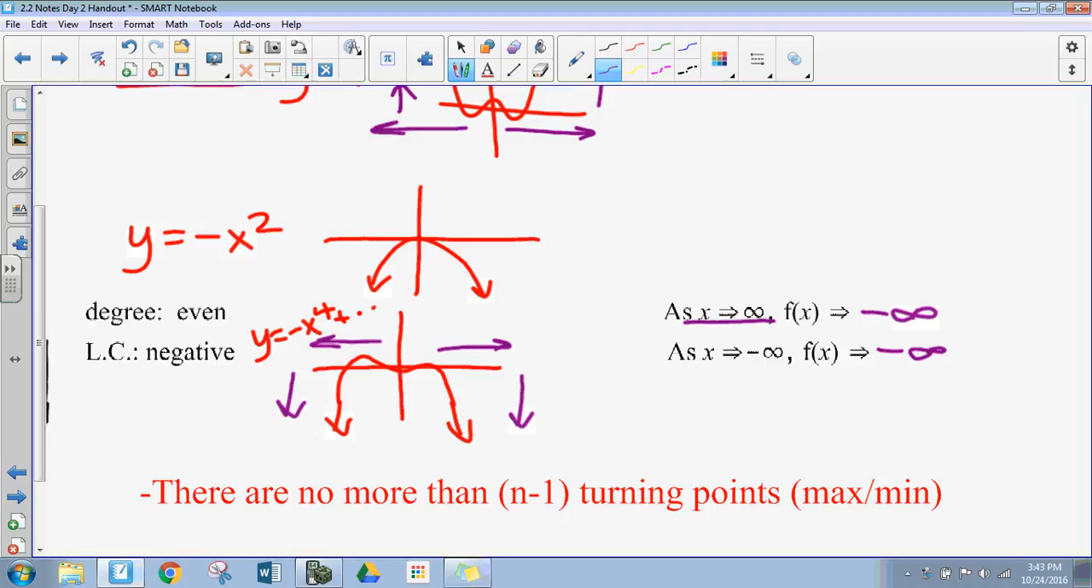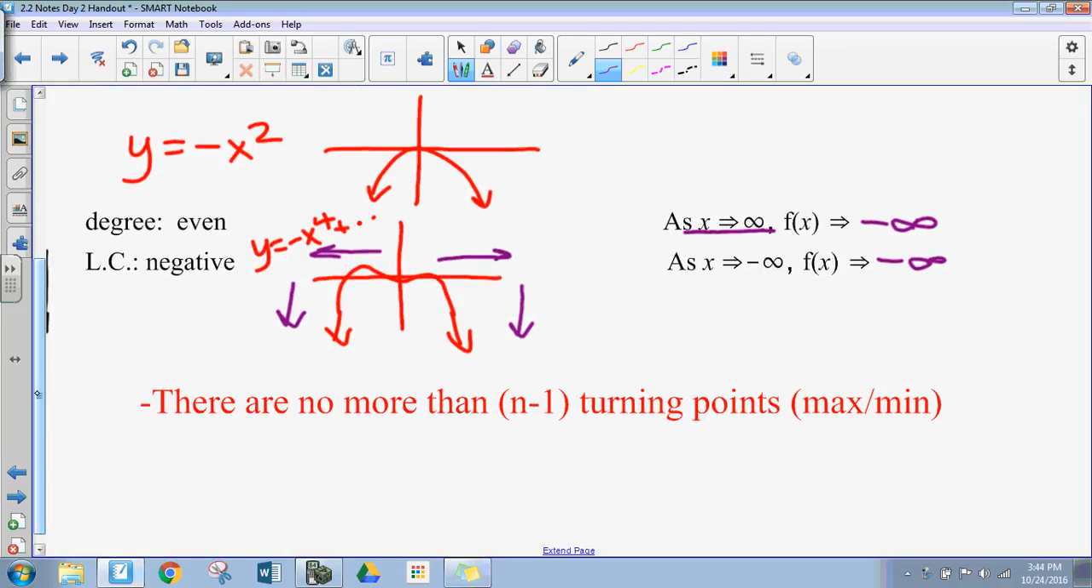And then here's a little comment down here at the bottom. There are going to be no more than n-1 turning points, or max and mins, for your function. So we're going to talk about how to graph these functions, but for like x to the 4th here, this last one, we have 1, 2, 3 turning points. So that is the most that I can have for turning points. Otherwise, if I turn again, I'm not going to have the right end behavior.